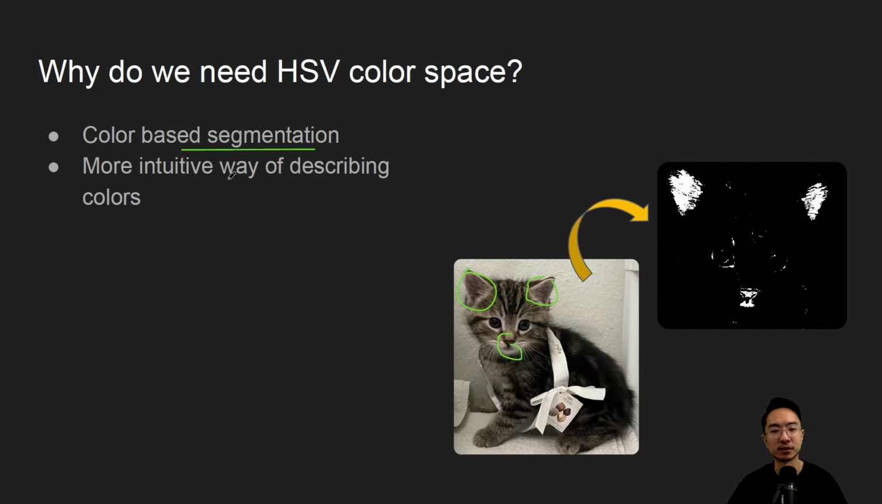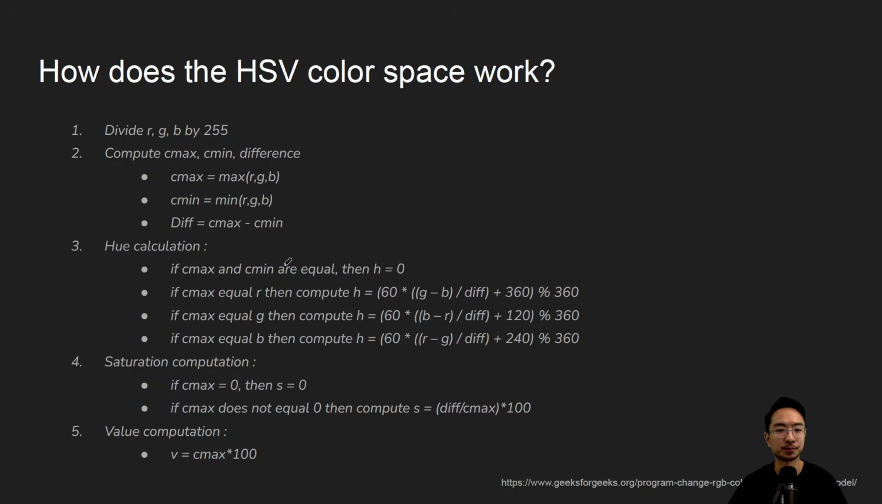In general, HSV just gives you a more intuitive way of understanding and describing colors as opposed to RGB, because with RGB you have three values for each number, and they don't really give you a good idea of what the numbers mean. So HSV is a more natural way of doing that.